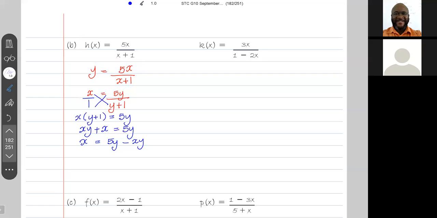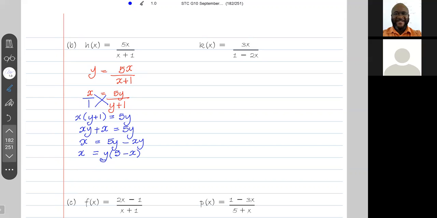Over to the right, I'm going to factor out the y. Y is common. So I'm going to factorize over the right-hand side. Y into 5y is 5, and y into xy is x. So that's the only way. Factorizing is the only way you can end up with only one y.